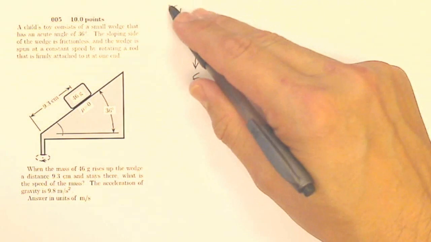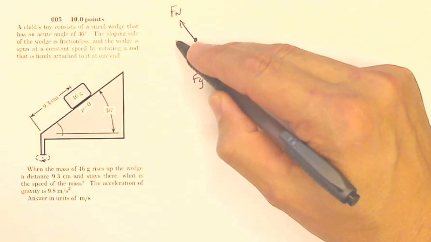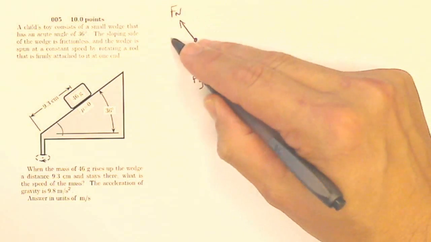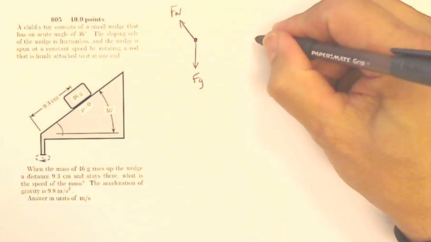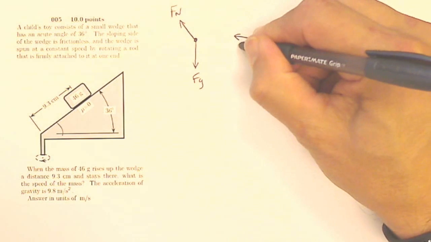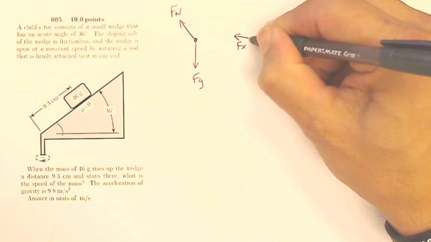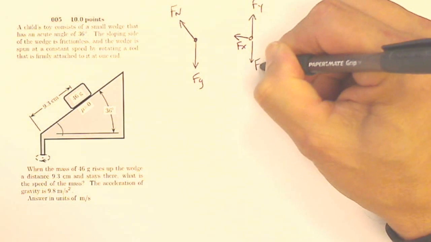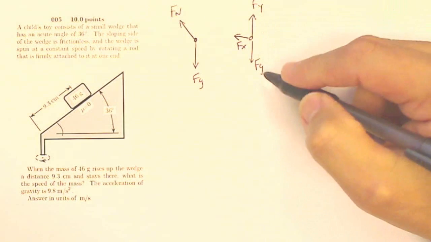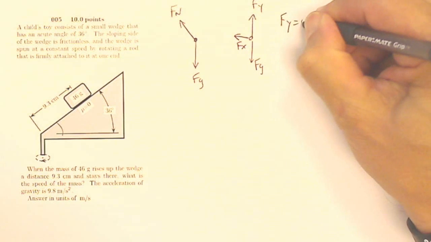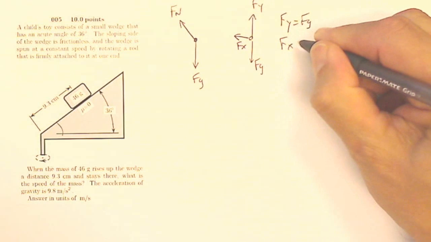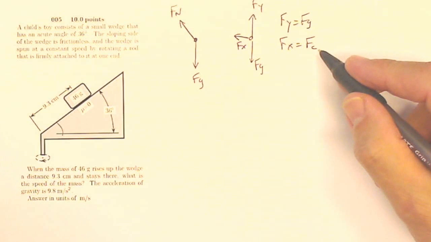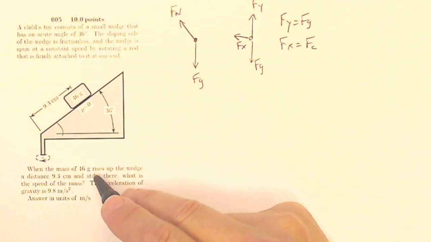So what I know is that I'm interested in a force directed towards the center. So that means it's going to be a component of the normal force. So I'm going to split that into an x and a y. I'm going to get a force in the x direction, a force in the y direction, and the force of gravity. Now what's neat here is that the force in y is going to equal my force of gravity, and my force in the x direction is going to be my centripetal force. And the coefficient of friction is 0.